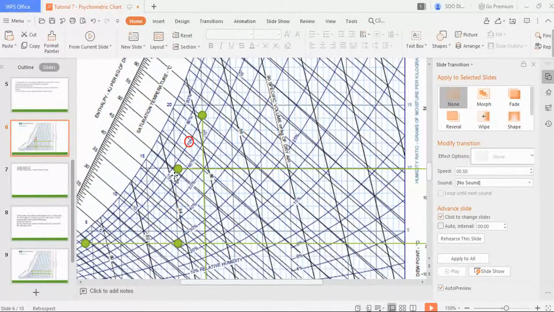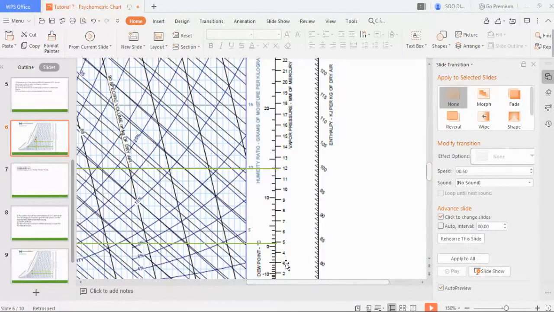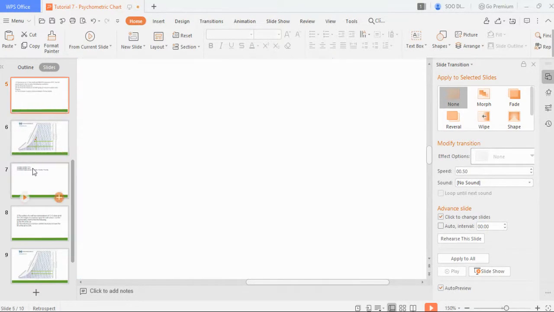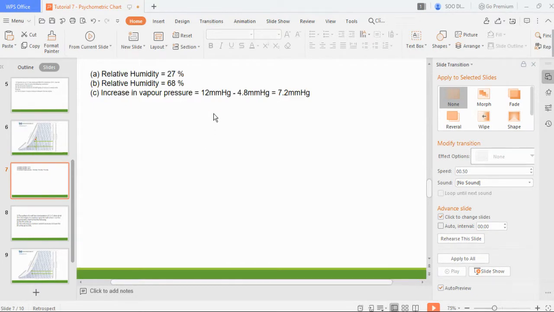So it's still these two. When it's asking about the vapor pressure, you have to refer to this scale. Previously for B, you referred to this scale, the humidity ratio, and then for C, you have to refer to this scale. So you draw a line from here to here. This is the added moisture content, and this is the original. So you just get 12 minus about 4.8, and this is your new increased pressure, which is 7.2. So this is how you answer question number 2.